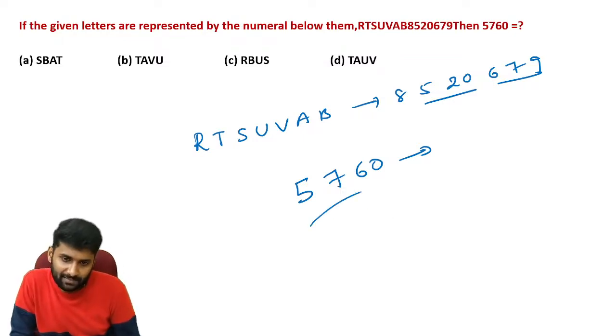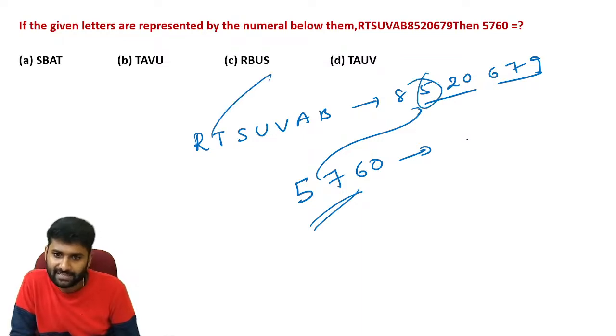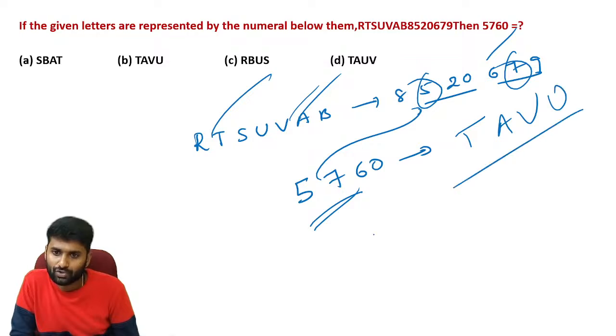You can see these numbers within the question. Then 5 is represented: see, the second letter is T. 7 is the last but one, A. 6 is the previous letter, V. 0 is all about U. So T A V U. T A V U is the correct answer.